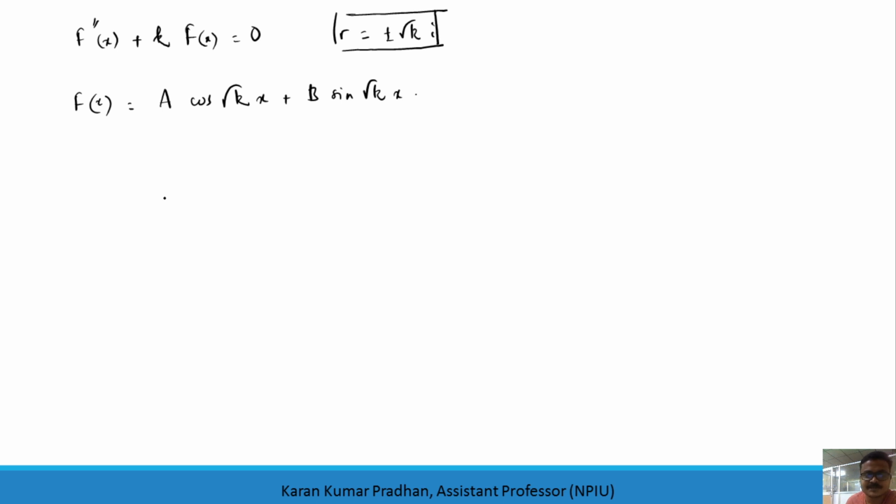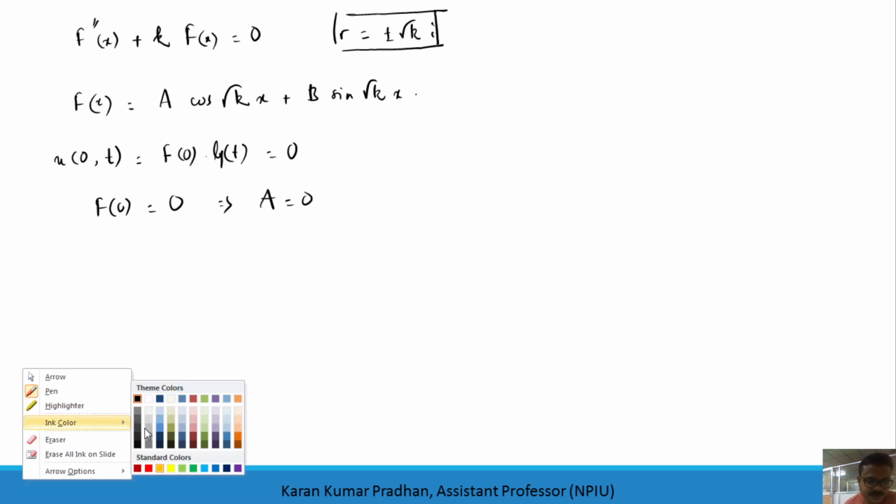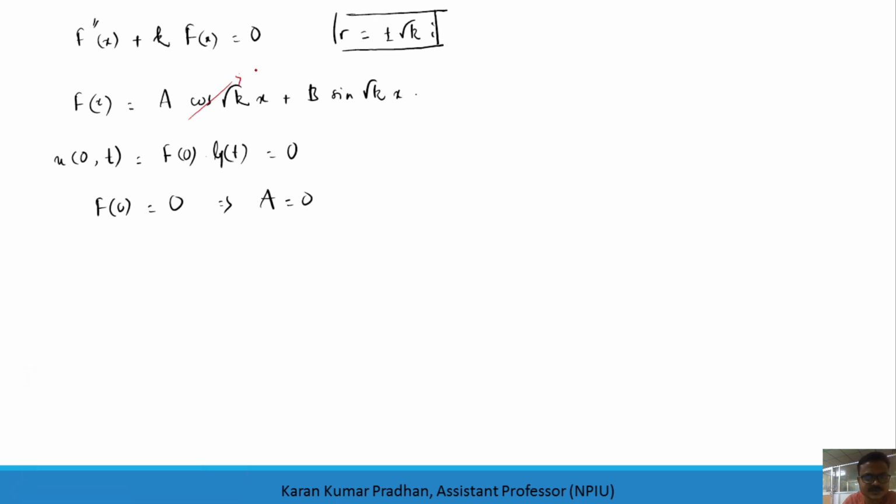Now let's go to the boundary condition. Here we have u at 0, t equals what? In terms of separation of variables, I can write it as f at 0 times g of t. Because g as a function of t cannot be 0, this will be 0. So we get f at 0 equals 0, which implies a equals 0, so you'll have no term related to cosine here. Let me just erase this one.